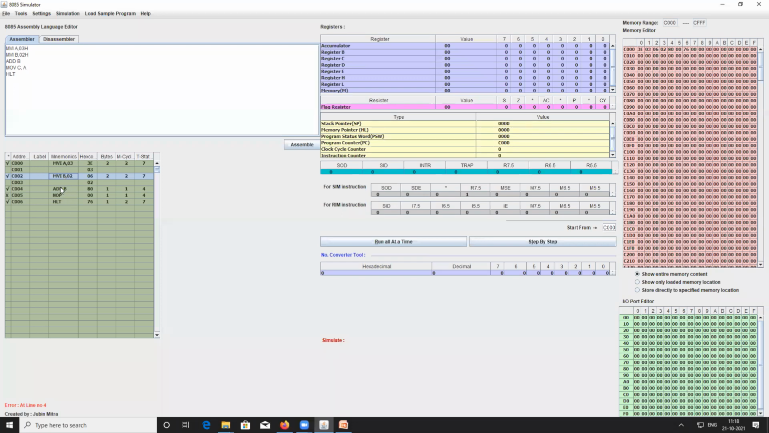Then ADD B. ADD B means A equals A plus B. A contains 03, B contains 02. Adding these two values gives 05, and this value is stored into A. So A contains 05. The opcode of ADD B is 80. After that, NOP and HLT. So this is the programming done in the software.